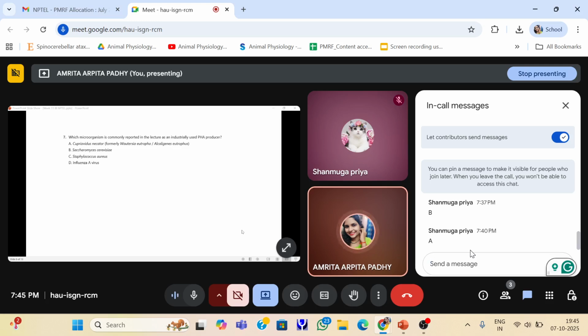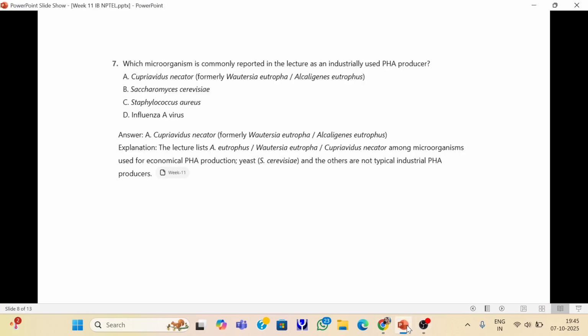Okay, let's see what is the correct answer to this question. It is A. Cupriavidus necator. So the explanation is that these are the organisms which are mainly used for economical PHA production, whereas yeast like Saccharomyces cerevisiae and others like Staphylococcus and influenza A virus are not typical industrial PHA producers. So the correct option is A.